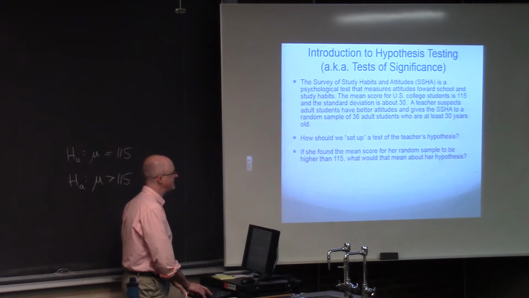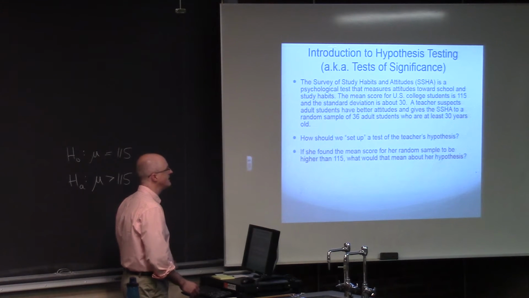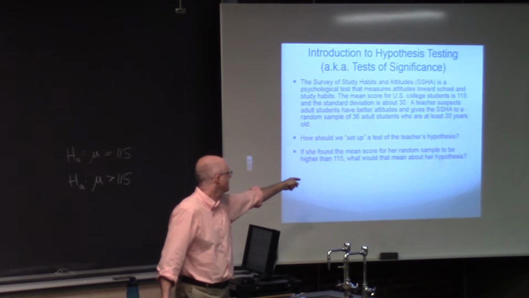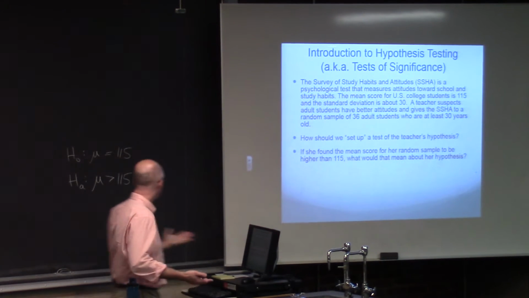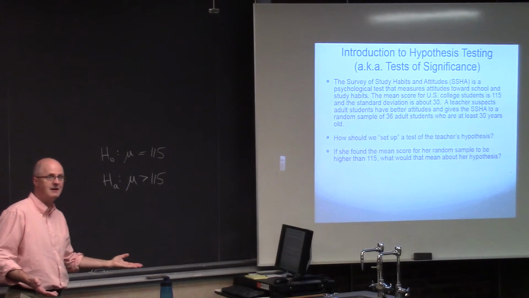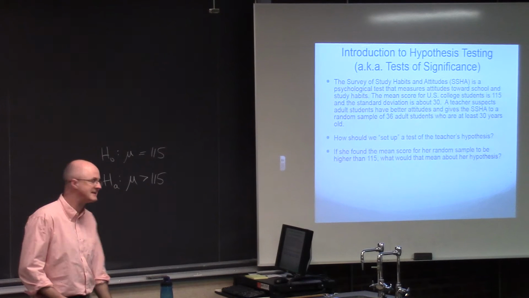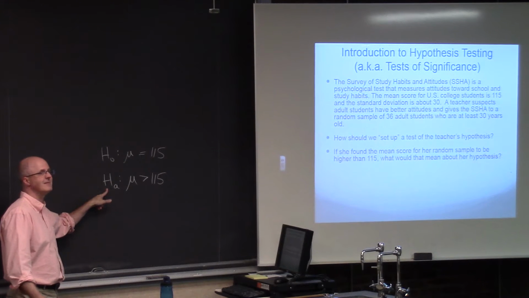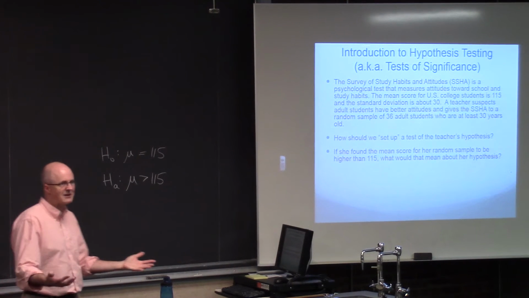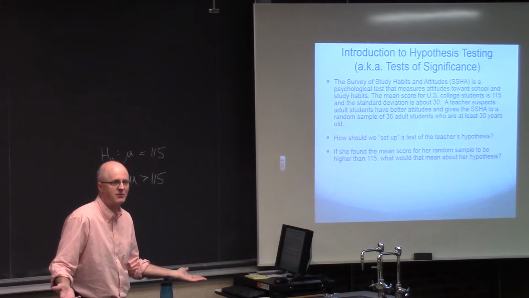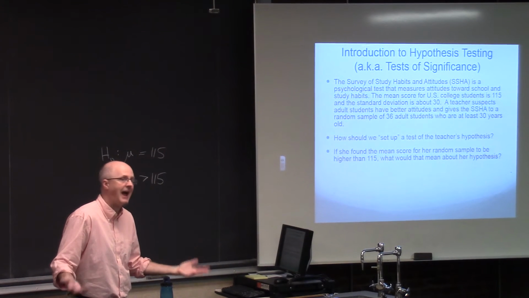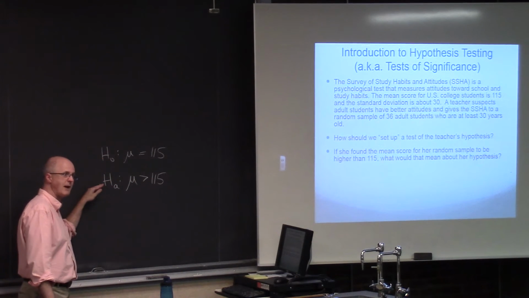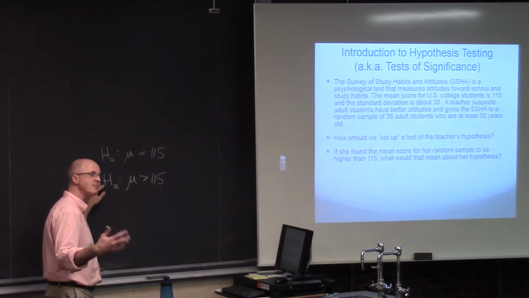We also asked this question: if she found the mean score for her random sample to be higher than 115, if she found an x bar for her sample to be higher than 115, what would that mean about her hypothesis? Is her alternative hypothesis true if x bar is 116 or 117 or 118? Does that mean she's right? It's kind of a trick question, and kind of not. The answer is, you still don't know for sure if she's right or wrong. It's still not absolutely clear if she gets a sample mean bigger than 115, whether the alternative hypothesis is true or not. It still might be true, it might not be true.